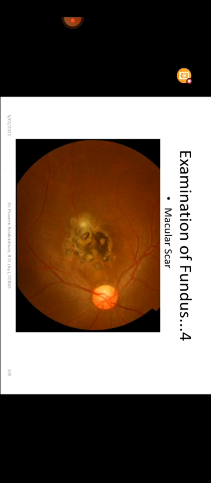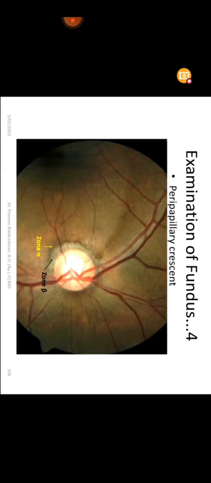Macular scar has happened. Okay, and in this you can see a crescent. This is usually seen in myopic people, which we call a myopic crescent, or sometimes you can see a peripapillary crescent. In peripapillary, it happens in glaucoma. So in glaucoma also you can see a peripapillary crescent.